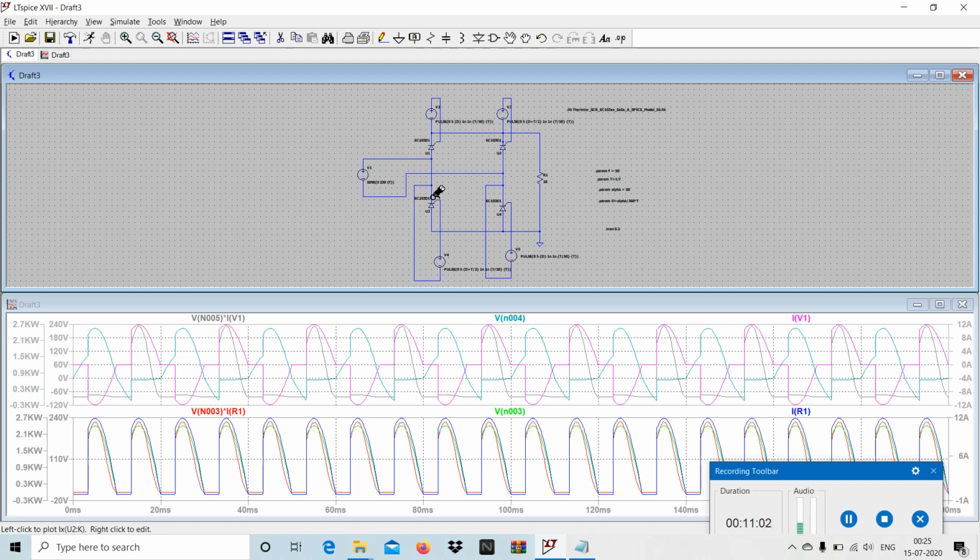Please do the simulation for the single phase fully controlled rectifier, and if you have any doubt you can put it in the comment box, and I will solve it. Thanks for watching the video.